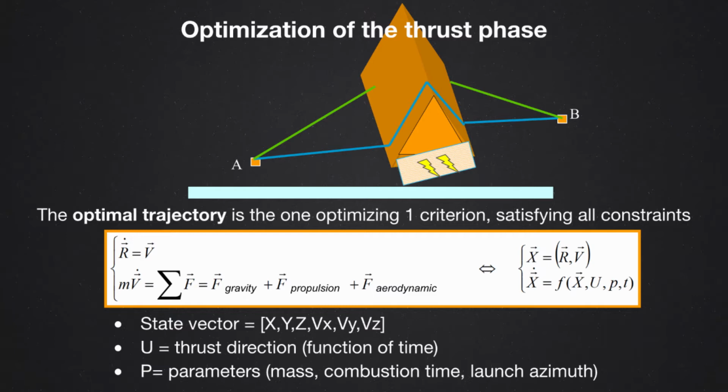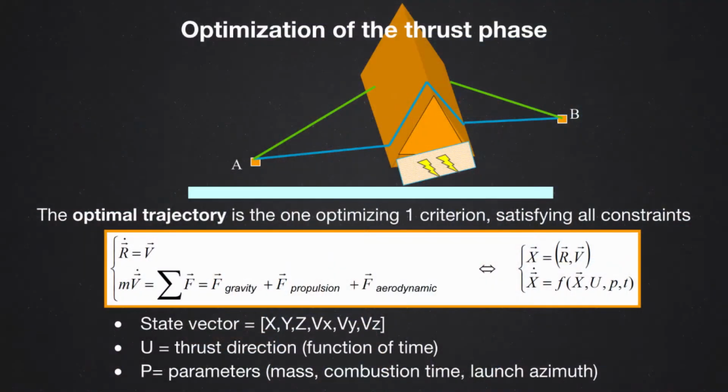You have point A, point B, and a constraint, which is here like an obstacle, and the optimization tells you whether it's better to go around the problem or to go over it. The optimal trajectory is the one that optimizes one criterion while satisfying all the constraints. The constraints we have seen are the constraint over thermal flux, dynamic pressure, the vertical limit and the fairing.